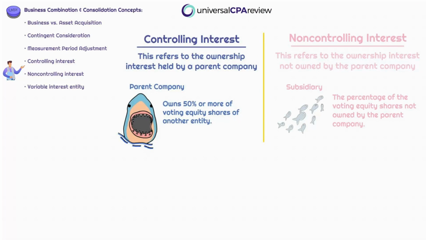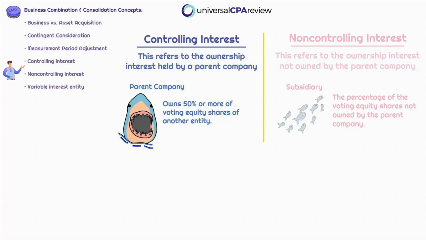This refers to the ownership interest held by a shareholder, groups of shareholders, or another company. Okay, and this is going to give them the power to control the operations and activities of that company. In most cases, controlling interest is established when an entity owns more than 50% of the voting equity shares of another company. This controlling interest gives the entity the power to dictate the financial and operating policies of that controlled entity.